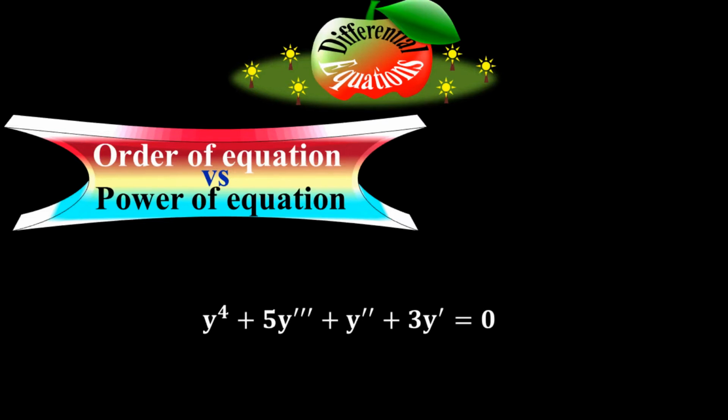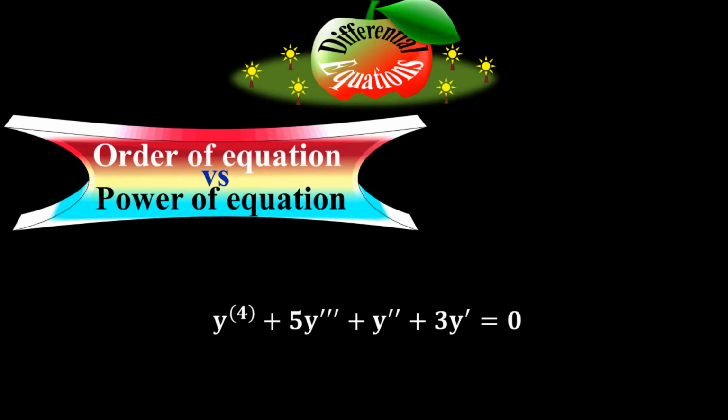When you look at this equation, can I say that the power of this equation is 4? No, the maximum derivative term is y'''. It is not 4. 4 is just the power of a simple variable y. y is not a derivative term. And therefore, it is third order of differential equation, because the maximum derivative term is y''', a third derivative term. And the power of this equation is obviously 1, because y''' is raised to the 1, not 4. 4 was just a simple power for the variable y.